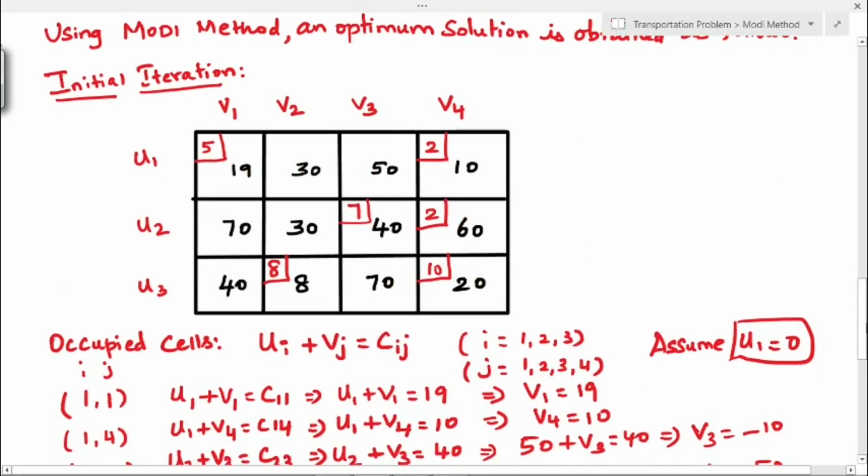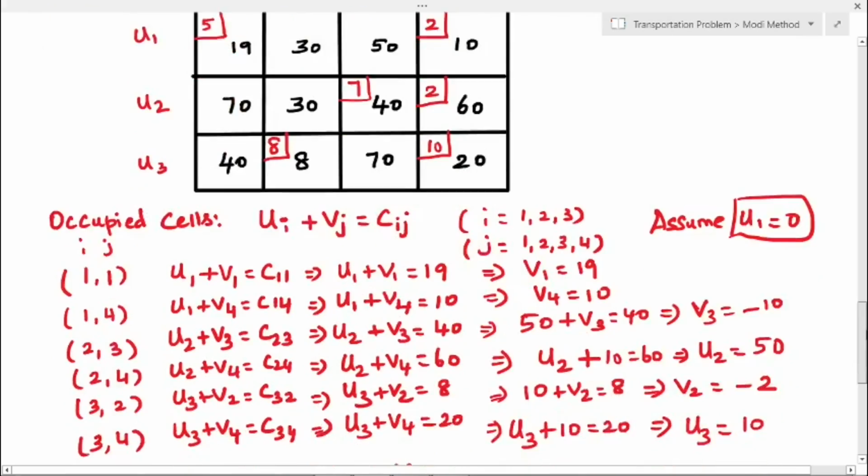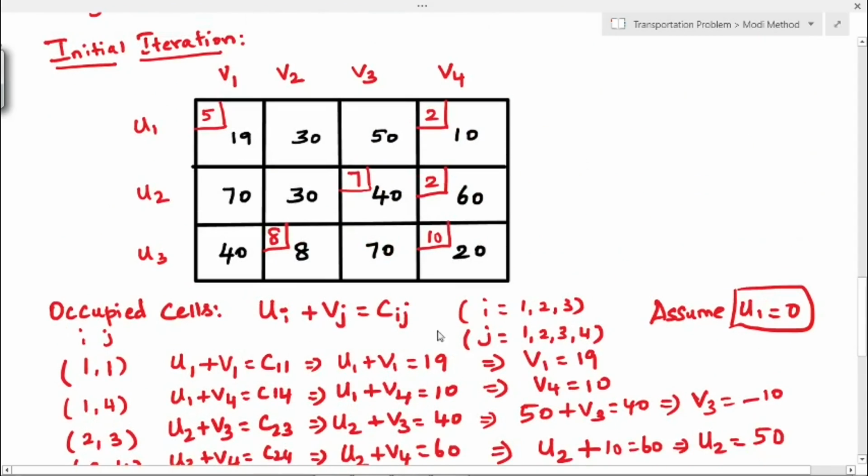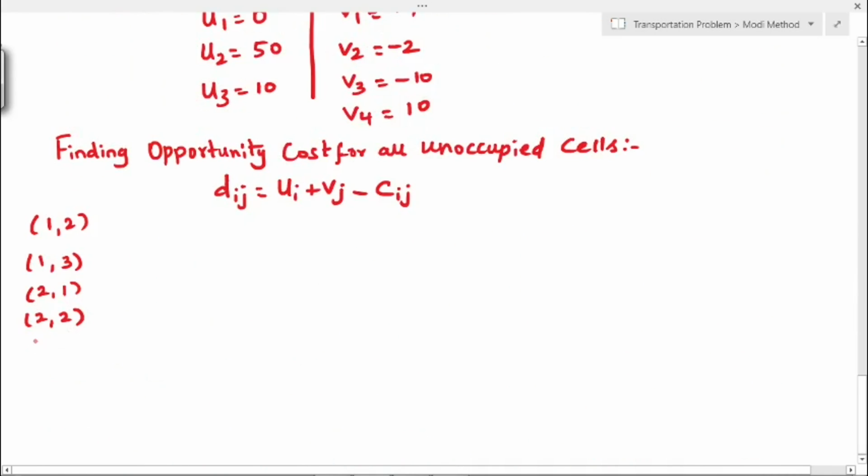Similarly, in the second row, first column and second column: 2,1 and 2,2. And in the third row, we don't have allocation in the first column and the third column. So 3,1 and 3,3. So these are the unoccupied cells. Just substitute in the equation and we'll find the value of opportunity cost.